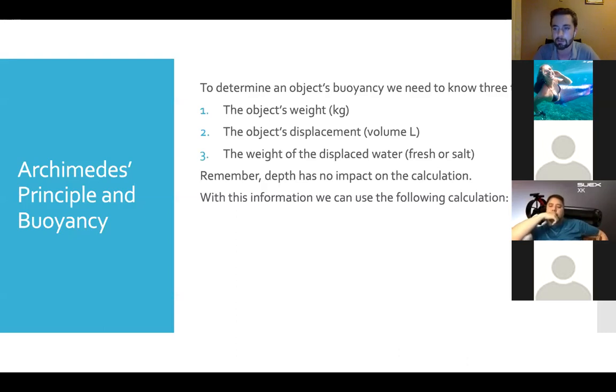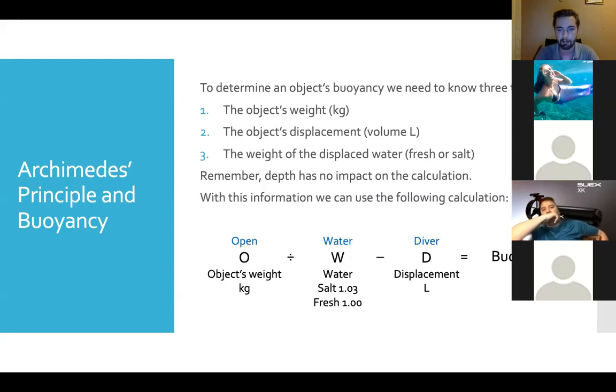When you're doing your instructor exams, your dive master exams, they will list the depth in the question, and that is purely there to throw you off and see if you actually know what's going on with these questions. Okay, so the actual formula for calculating buoyancy, we've got a bit of a memory device, which is open water diver. So the object weight divided by the type of water it's in minus its displacement in liters will give you its buoyancy. All right, we're going to look at a couple examples of how that works just now.